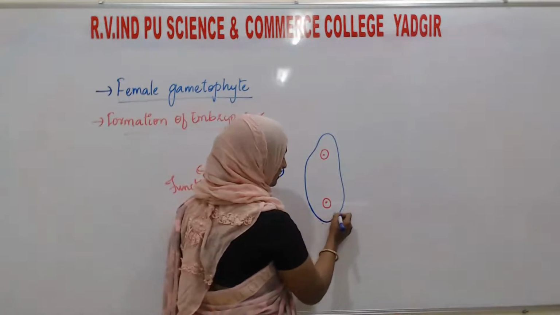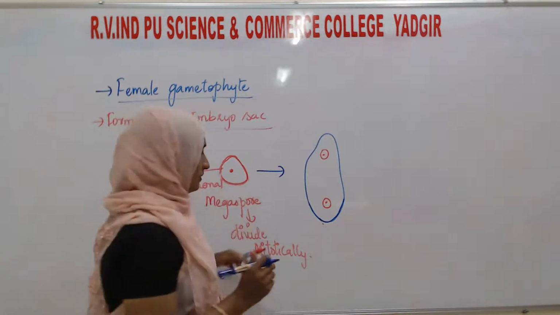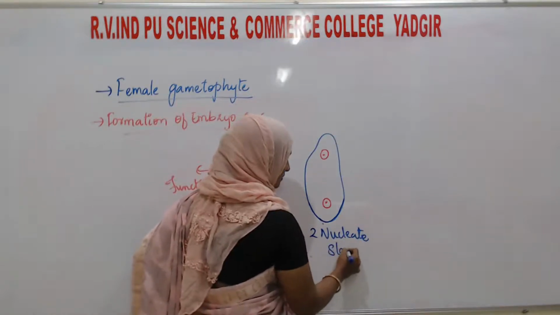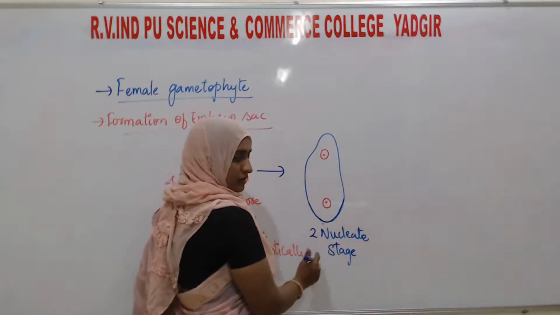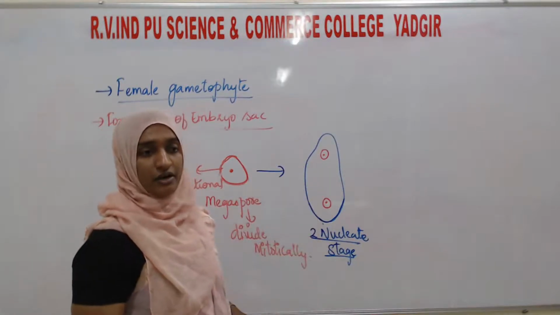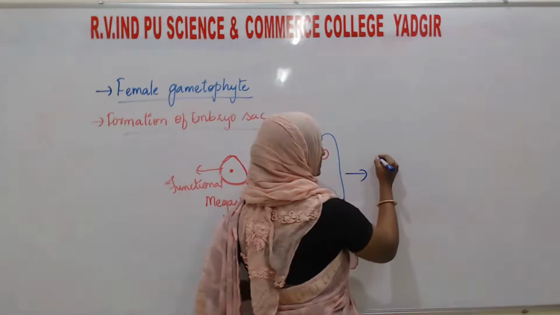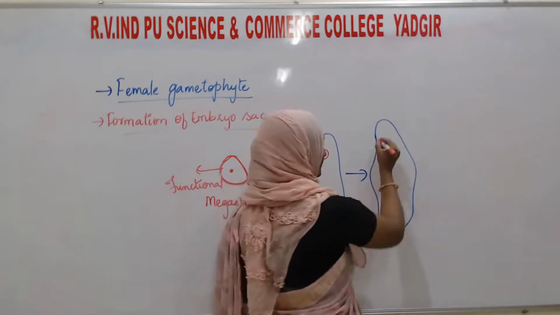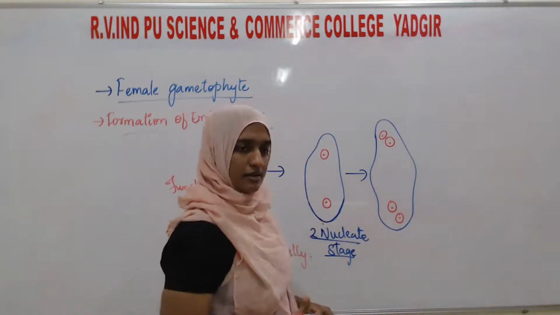One more thing: in this cell, only the nucleus is going to divide. That's why we are calling it the 2 nucleate stage of the embryo sac. Then these 2 again undergo mitosis, which results in the formation of 4 cells. 2 cells will be at one pole, and the other 2 cells at the opposite pole.